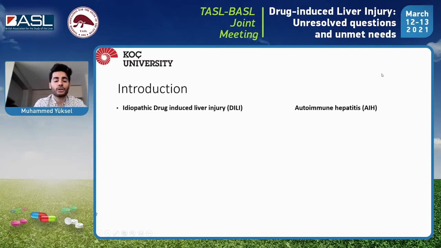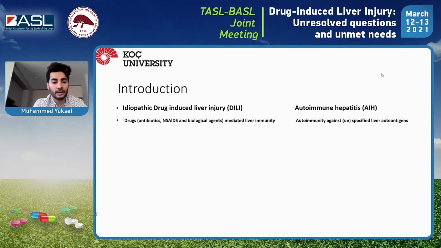First, an introduction of both conditions. Idiopathic drug-induced liver injury is mediated by drugs such as antibiotics, NSAIDs, and biological agents, which then activate the immune system, which then damages the liver. Whereas in autoimmune hepatitis, there are autoreactive immune cells recognizing autoantigens and this way damaging the liver.